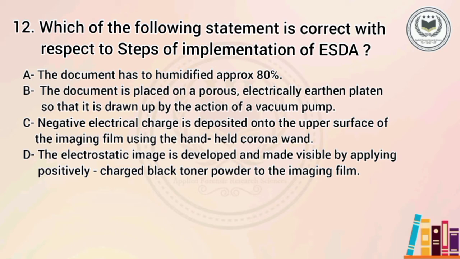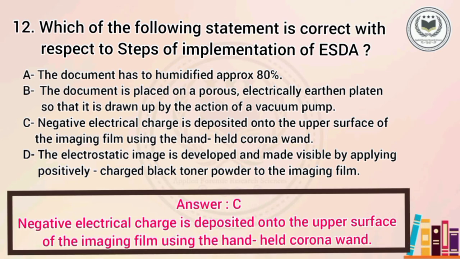Option B, the document is placed on a porous electrically earthed platen so that it is drawn down by the action of the vacuum pump. Option C, negative electrical charges are deposited on the upper surface of the imaging film using the hand-held corona vent. Option D, electrostatic imaging is developed and made visible by applying positively charged black toner powder to the imaging film. The correct answer is Option C, negative electrical charges deposited on the upper surface of the imaging film using the hand-held corona vent.